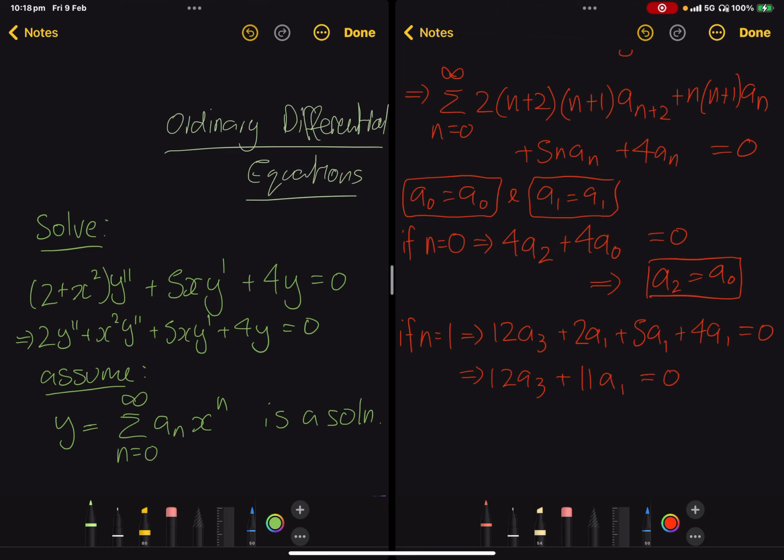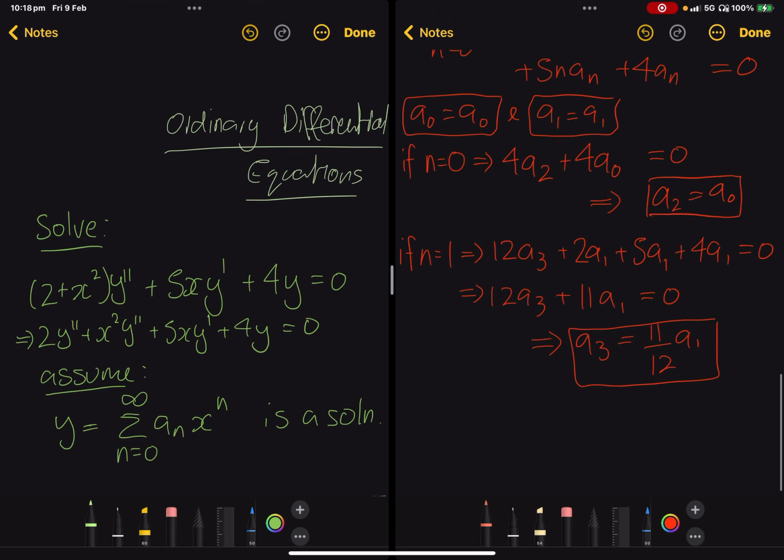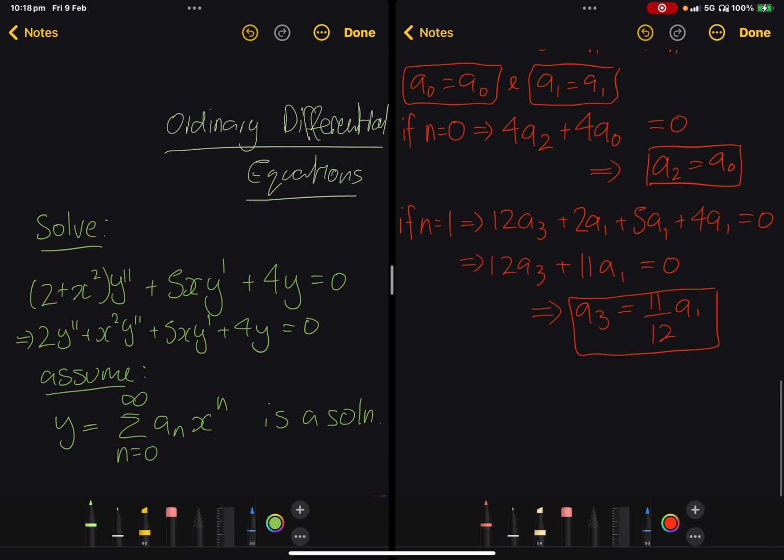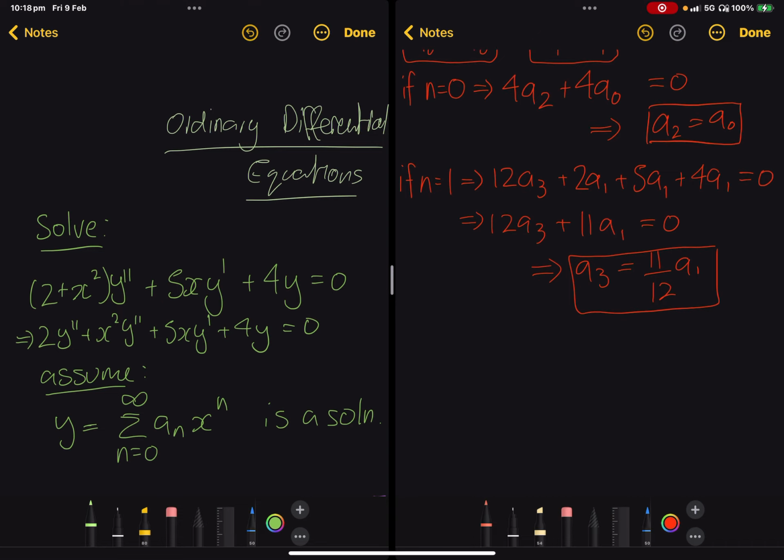is equal to 0. And now we could say that this implies that a3 is equal to 11/12 times a1. And we know a1 is equal to itself because we defined it as such up the top. And so now we have a few terms from this particular problem. We can start plugging them into our solution.